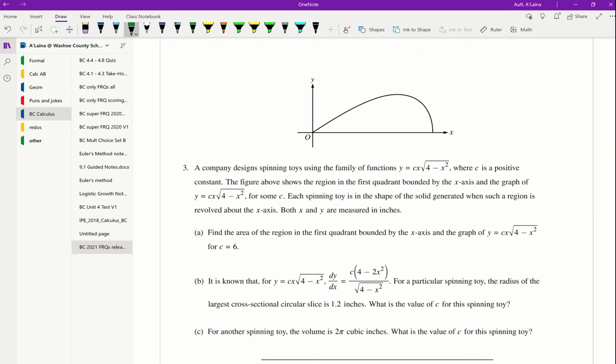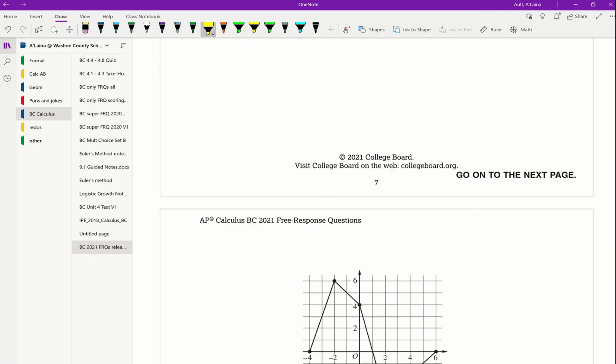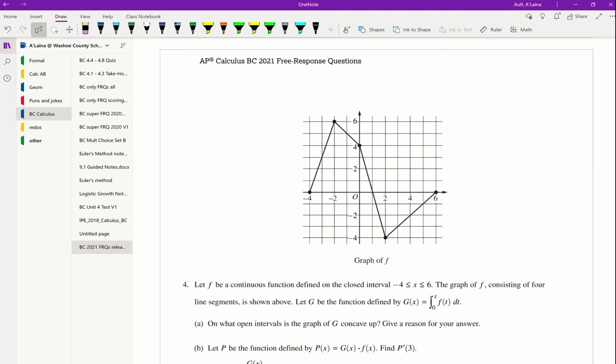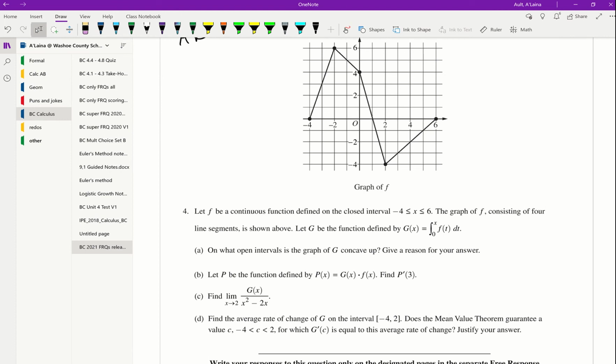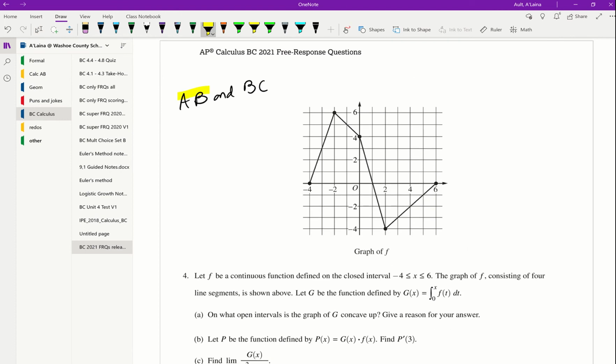All right. Question number 3 was on both AB and BC. So if you want to see the worked out solutions for that one, you can go to the AB video, and we've got those solutions worked out for you. Question 4 was also both AB and BC. And so again, you can see this on the AB video.